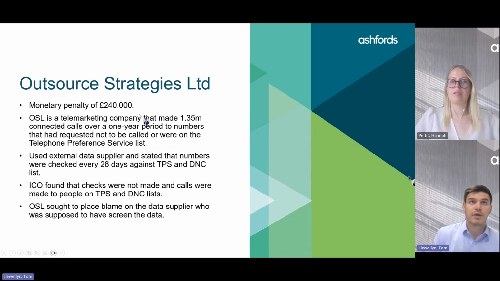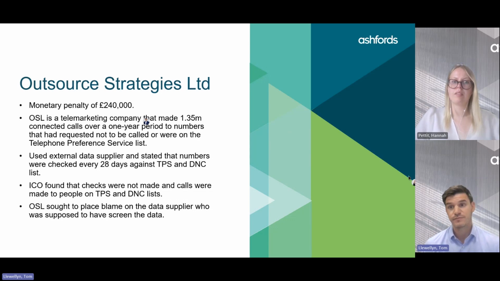So I now want to look at Outsourced Strategies Limited, or OSL, in which a monetary penalty of 240,000 was issued. And really this demonstrates how the ICO treats slightly more rogue telemarketing companies compared to HelloFresh. And there are also a few additional learnings to come out of this decision. The fine is a lot larger, a 71% increase, and it relates to breach of Regulation 21, so unsolicited calls rather than emails or text messages. But in reality, it's the conduct that we're really focusing on rather than the method of communication.